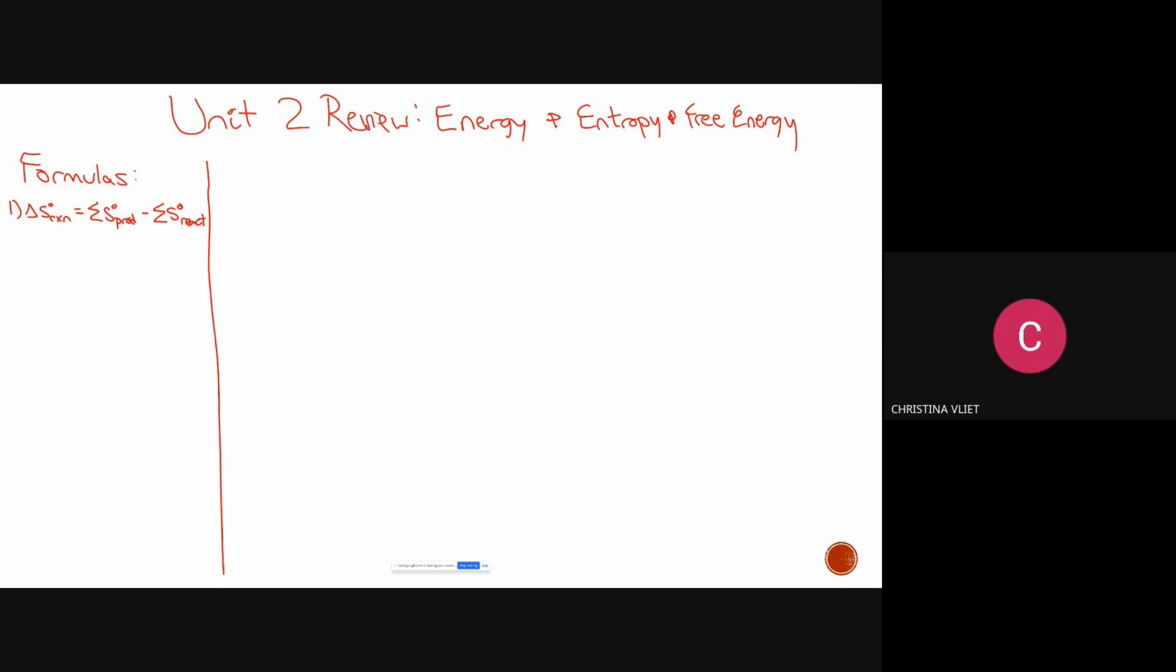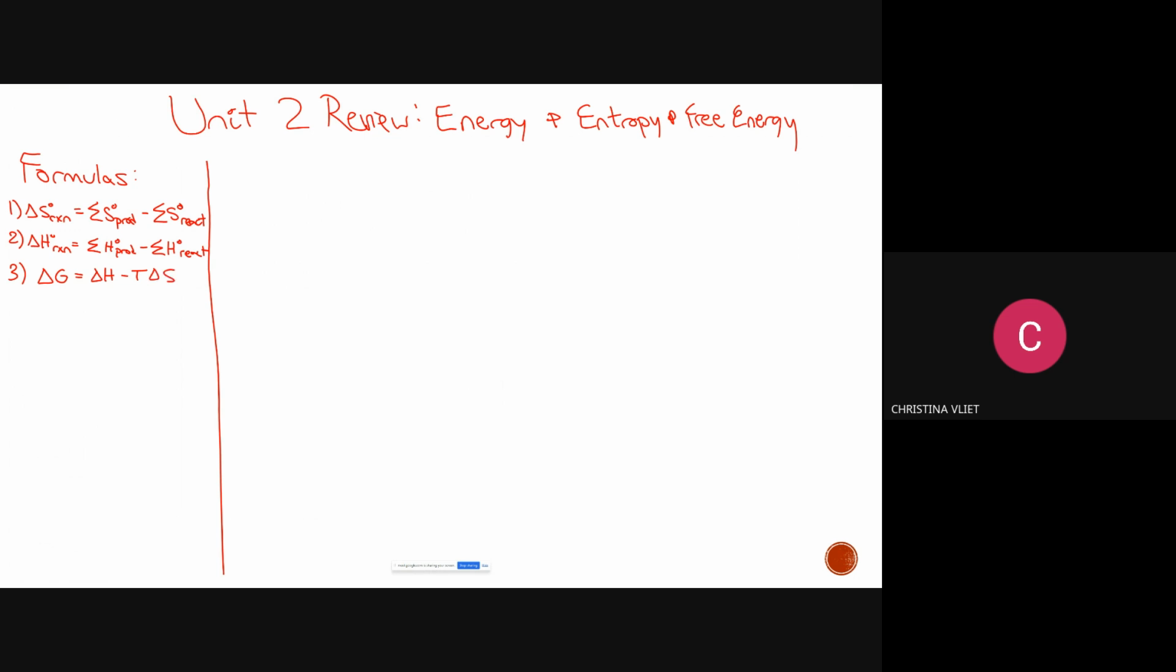Enthalpy for a chemical reaction is the exact same thing. Delta H reaction equals the summation of the H's of your products minus the summation of the H's of your reactants. That's our second formula. And our third formula is Gibbs free energy, which is delta G equals, you saw this in the bell work, delta H minus T delta S.